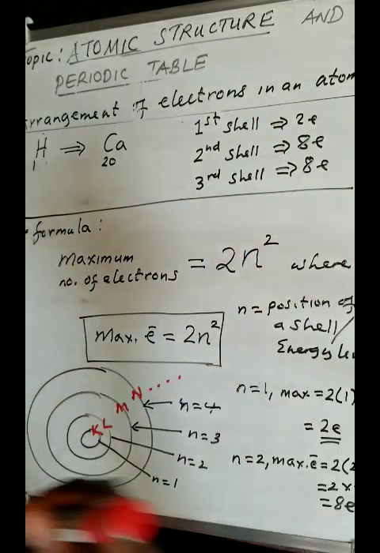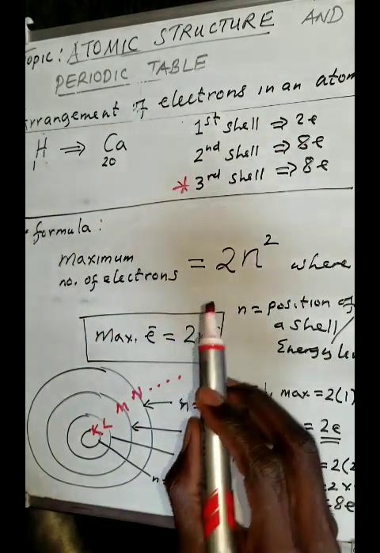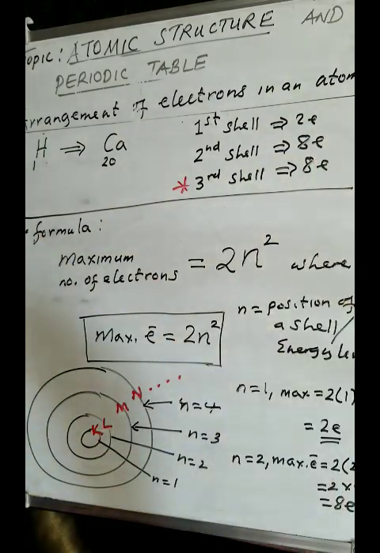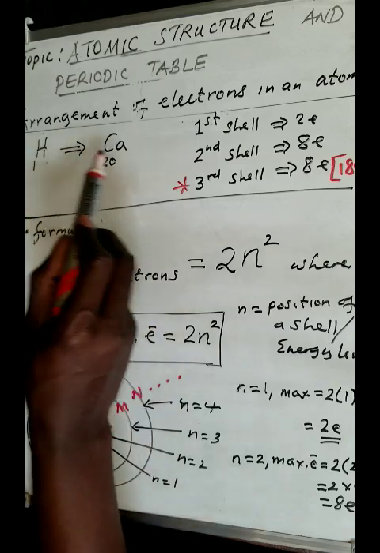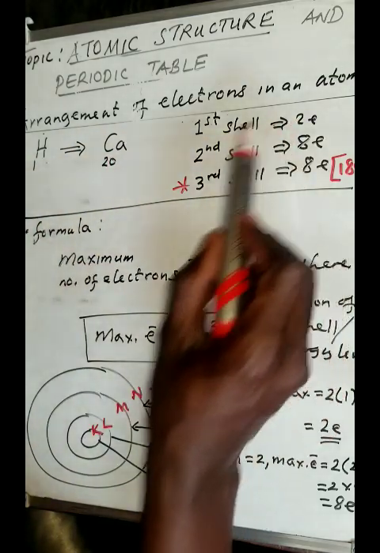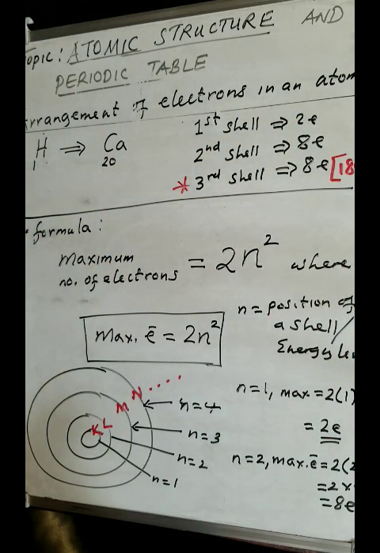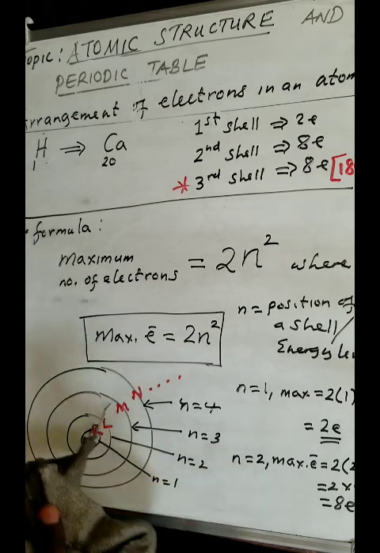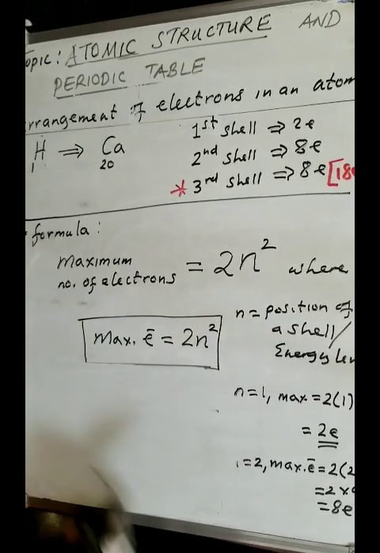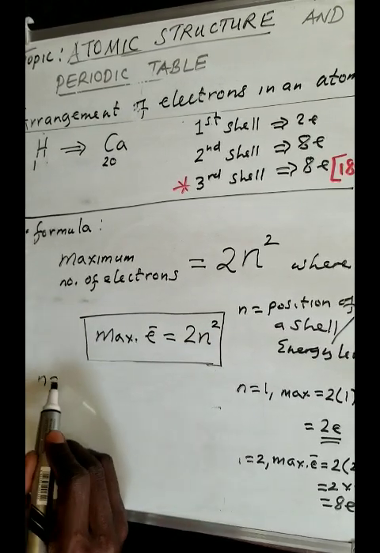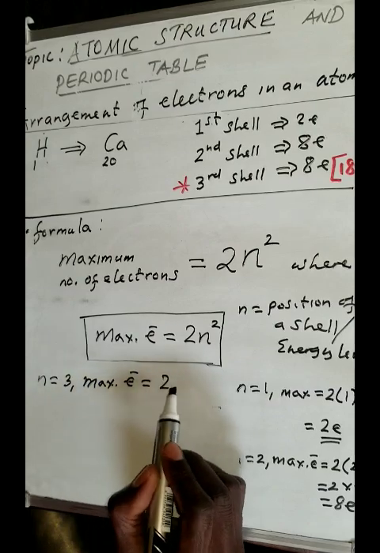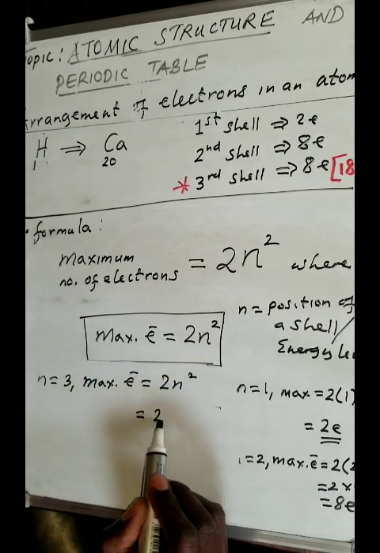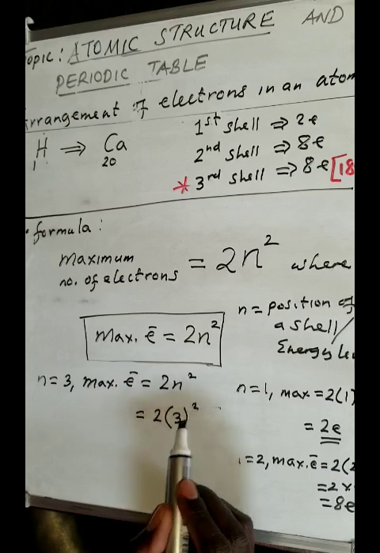But remember, for the third shell, that 8 does not mean it's the maximum. The maximum is actually 18 electrons. But for the first 20 elements, that can still stand. It is okay. Now let's see, when my n is equal to 3. I'll just clear up this space so that I can create more. When my n is equal to 3, what is the maximum number of electrons? Remember, 2n raised to the power 2, it will be 2 times 3 raised to the power 2.